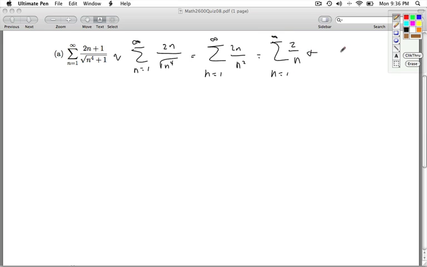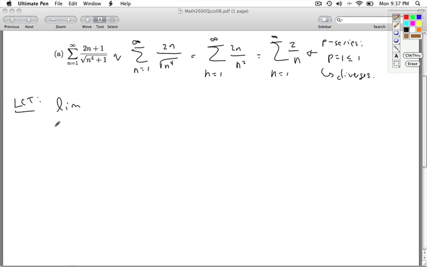And what do we know about this character? Well, it's a p-series. P equals 1, which is less than or equal to 1, which means it diverges. So our gut tells us that this series, even though it looks more complicated, as n goes to infinity, these terms are going to look an awful lot like these terms. And since this series diverges, this is going to also. So the tool of choice here is the limit comparison test.